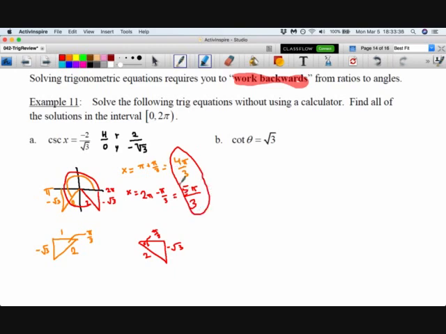I know that's hard. I know that's hard to work backwards. Please try it out with B. It would be really bad if you couldn't do this all by yourself. We're going to have plenty of time to work on it, but you need to try it out yourself.